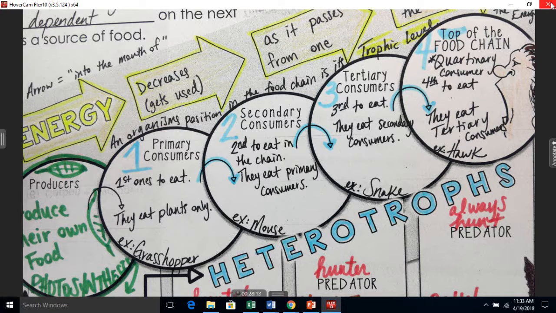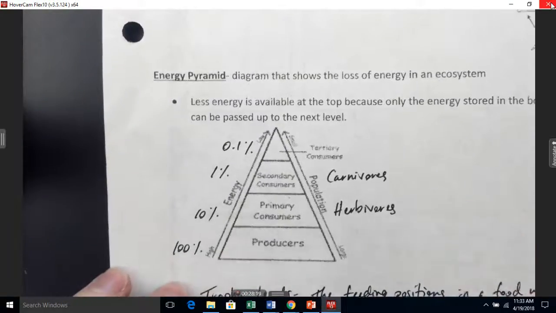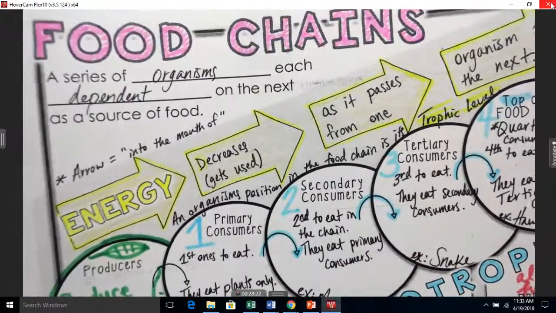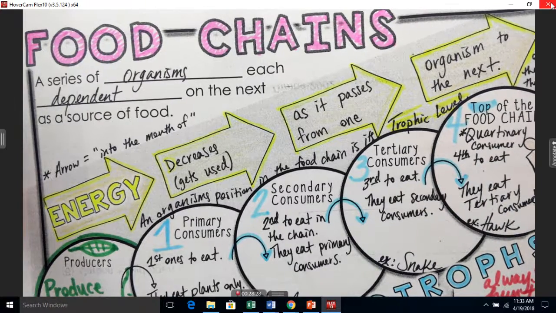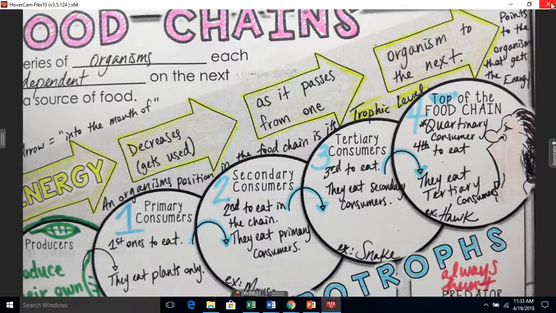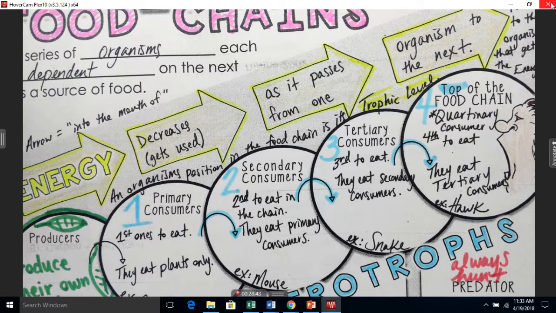Yeah, but I mean, that's rare. Okay. Oh, what were you on? The quaternary consumer, he's the fourth to eat. Got it? No, you don't have to. I'm going to take a picture of it and let y'all be able to see it.